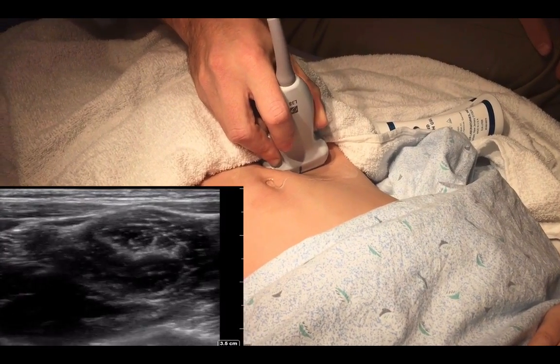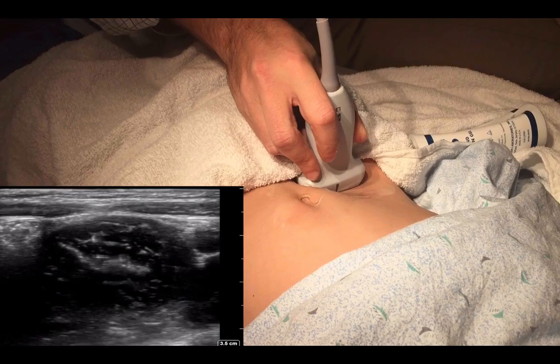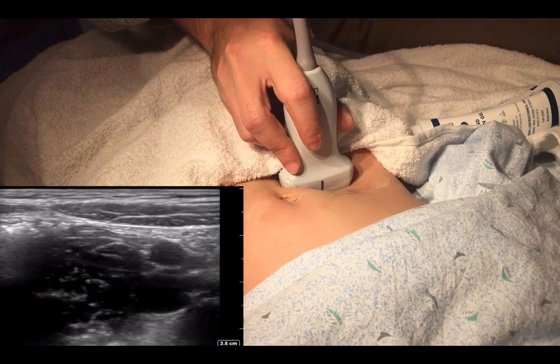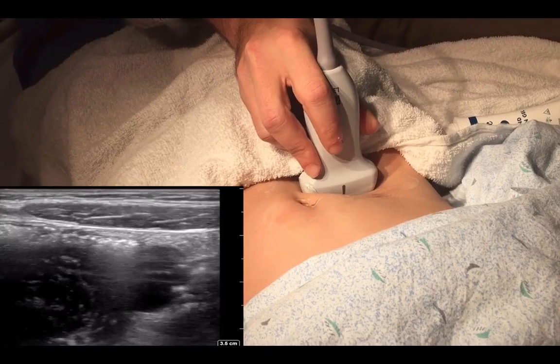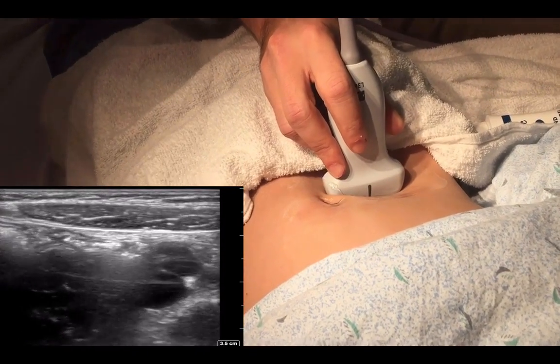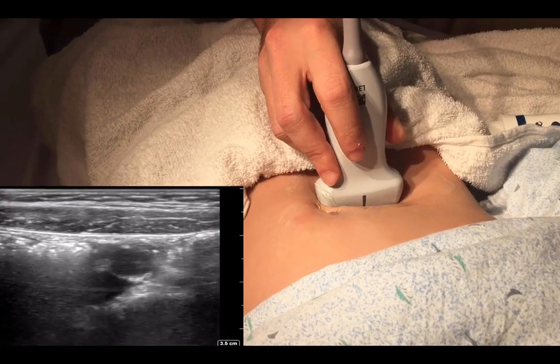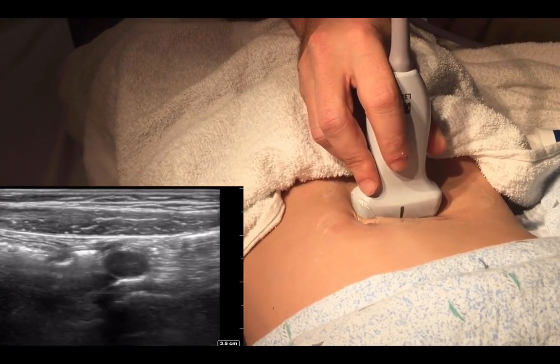Once you're sure you've seen all of the lateral portion of the large bowel, you want to come across and find the medial portion, all the while looking for that tubular non-compressible structure that is the appendix. Now, the appendix more often comes off the medial side of the cecum.